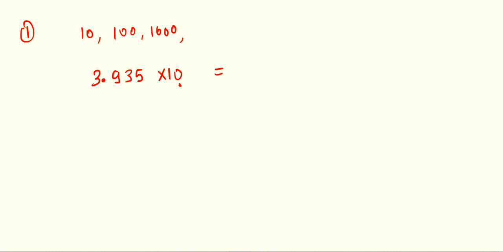When we are multiplying a decimal number with 10, 100 or 1000, the first thing you should know is how many zeros are there. Simply, you are having 10, which means 1 zero here. So this decimal will make one jump to the right hand side. So this 3.935 will be 39.35.